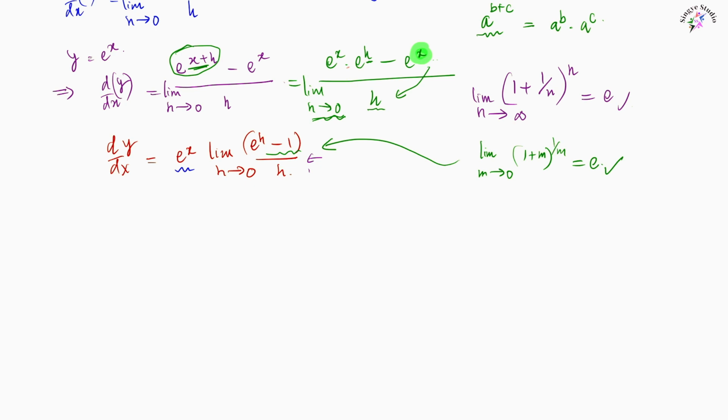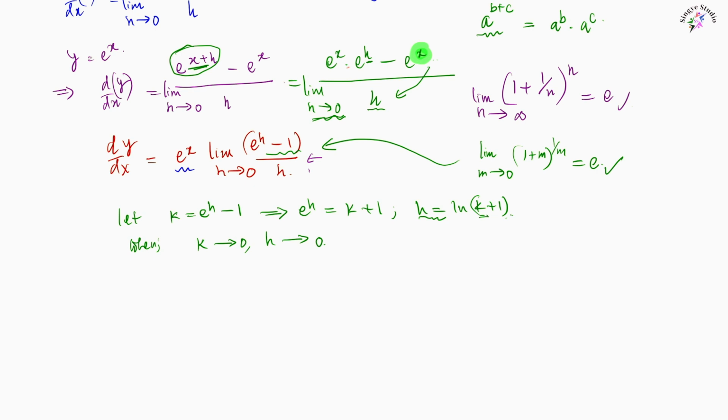Now let k equal e raised to h minus 1, right? Which implies e raised to h equals k plus 1, and h equals ln(k plus 1), right? Now with this, we will evaluate the limit also. See here, when k approaches 0, what happens here? h also approaches ln 1. So ln 1 is 0, so h will also approach 0.